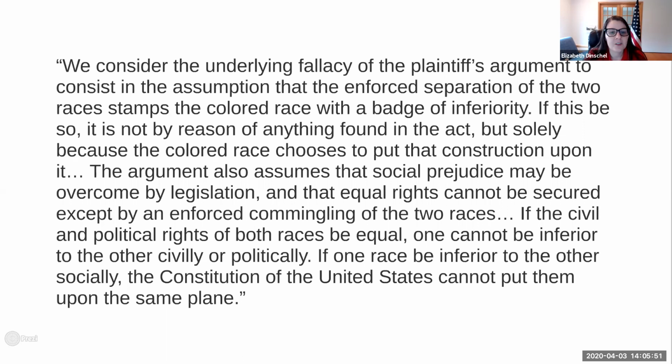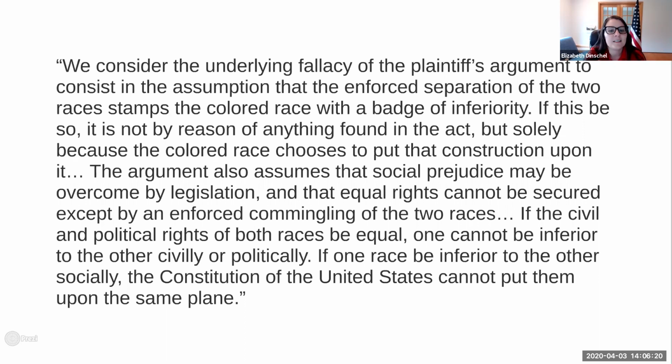If the civil and political rights of both races be equal, one cannot be inferior to the other civilly or politically. If one race be inferior to the other socially, the Constitution of the United States cannot put them upon the same plane. In legal interpretation, we call this the separate but equal doctrine. And you'll hear that a lot when people talk about Plessy versus Ferguson, separate but equal.